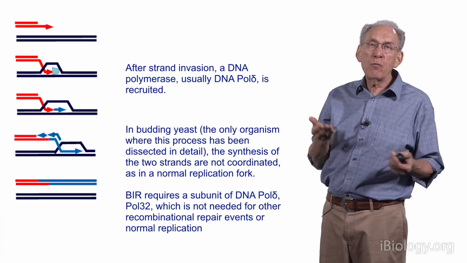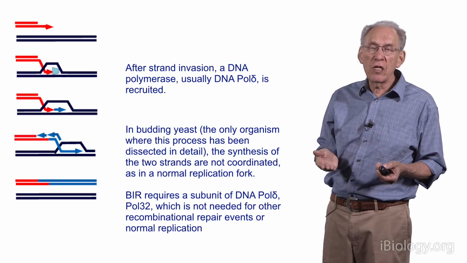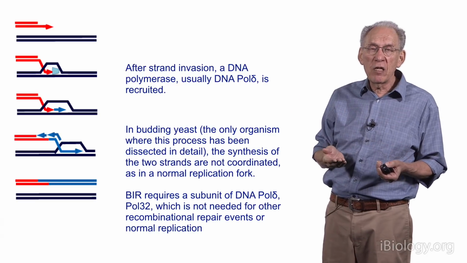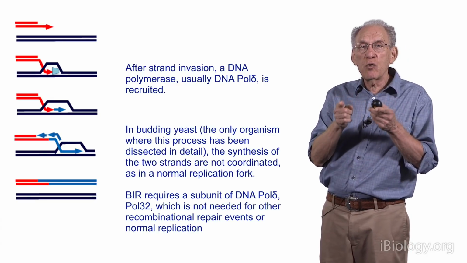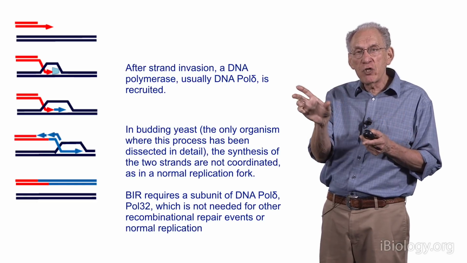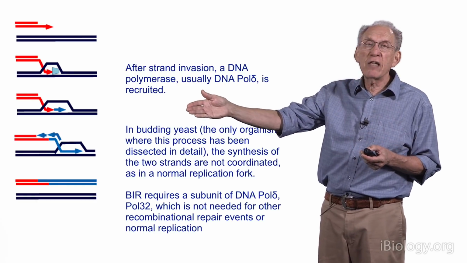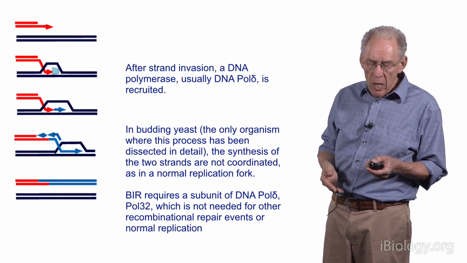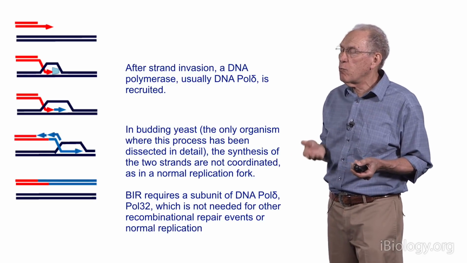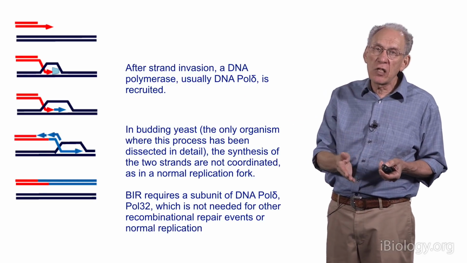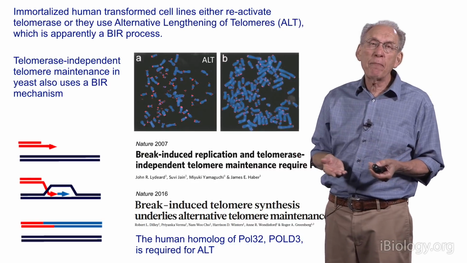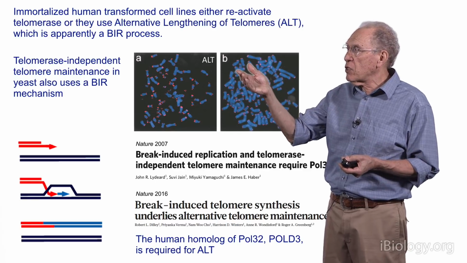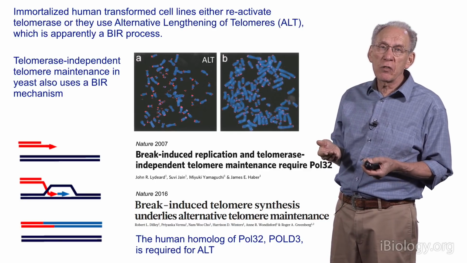If you know the current views about DNA replication, the leading strand of normal DNA replication is done by DNA polymerase epsilon, and Pol delta is doing the Okazaki fragments, which are very short. So here, Pol delta has to work in a much more extended way and requires this Pol32 protein. The second thing I can tell you about the Pol32 protein and this mechanism is that it isn't just a yeast-specific mechanism. It also happens in humans. And this mechanism is called alternative lengthening of telomeres.